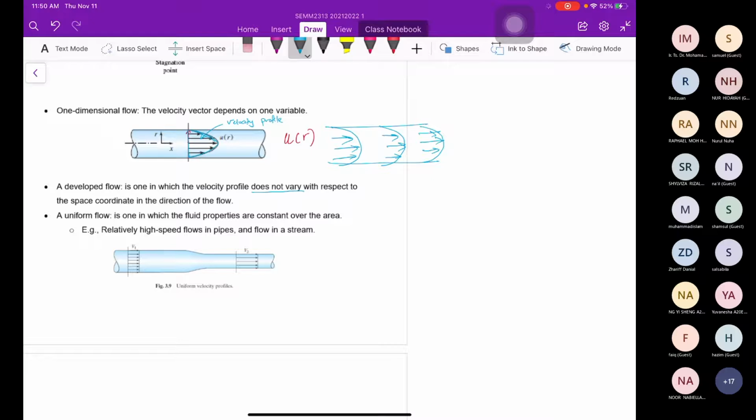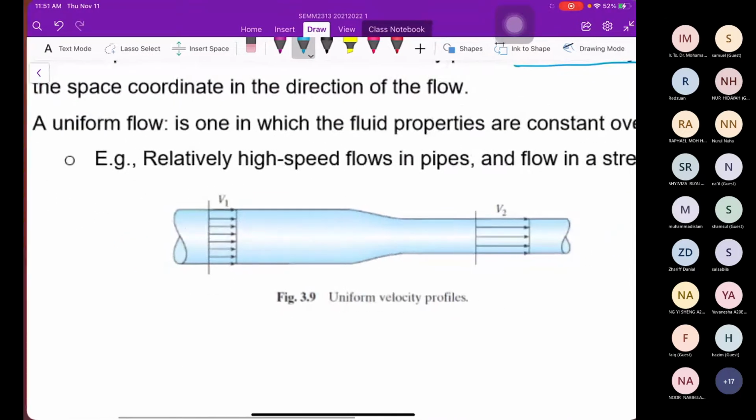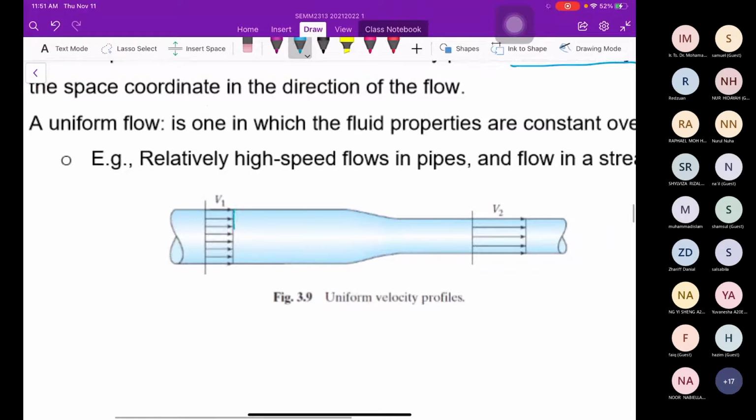However, a uniform flow is one in which the fluid properties are constant over the area. For example, this is the uniform flow. It is uniform throughout the flow. It is the same velocity, whatever the radial, it is the same.